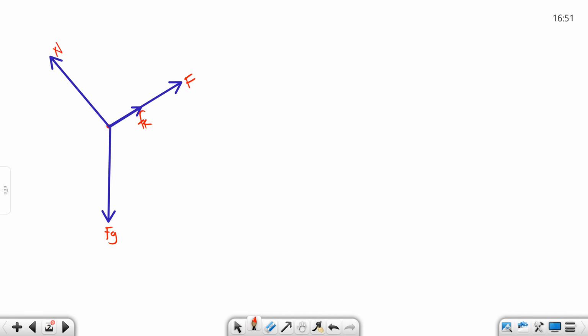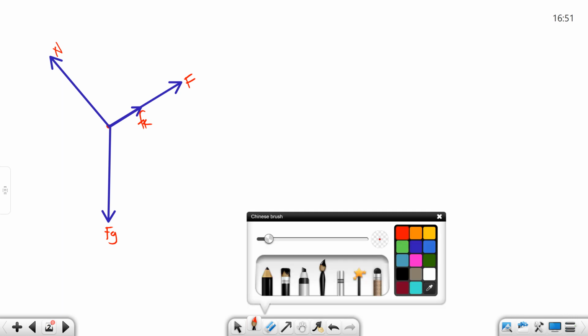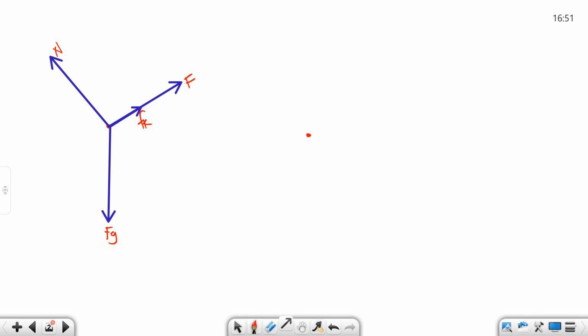It's not so easy to work with this. What we do is we convert it into what? Vertical and horizontal forces. All right. That is my normal. What would I have here? FG perpendicular. What would I have here? FG parallel.